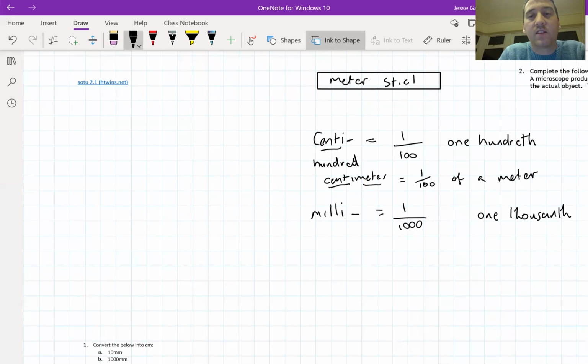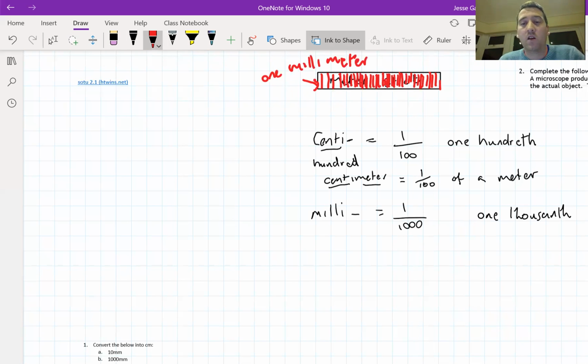And I would have to, this time, divide it into 1,000 pieces. So they would have to be even smaller. They would have to be even smaller this time, 1,000 pieces. So the lines here would have to be even closer together. So then one piece would be 1 millimeter, 1,000th of a meter. Okay, so 1 millimeter is 1,000th of a meter.